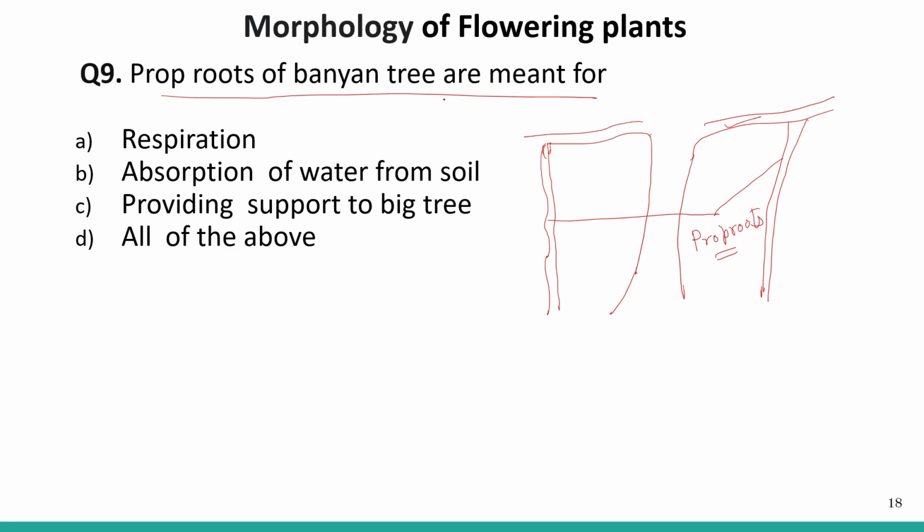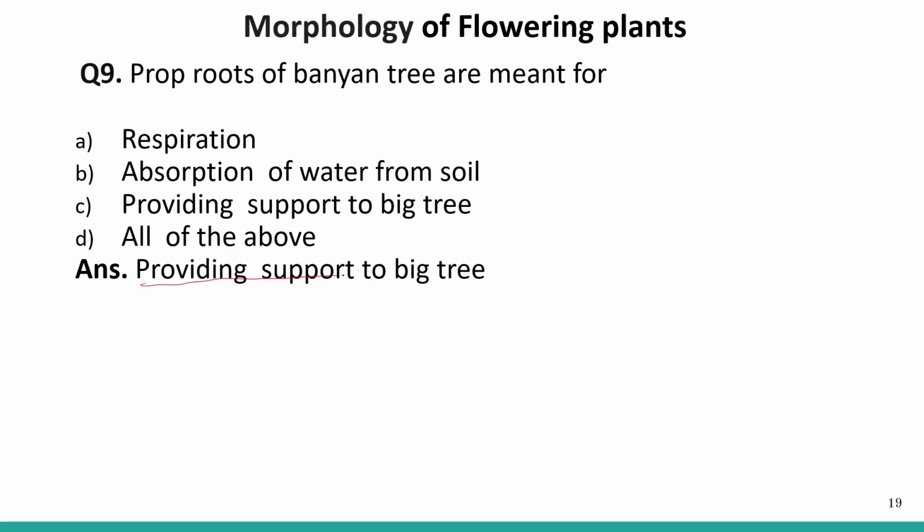Prop roots of the banyan tree are meant for: respiration, absorption of water from the soil, providing support to the big tree, or all of the above. They provide support to the big tree, because the branches are so heavy that they need a proper support system. So the prop root provides the support system. The correct answer is providing support to the big tree.